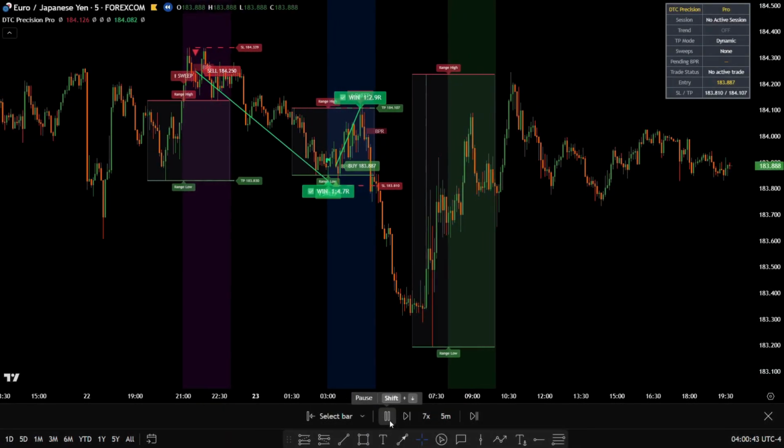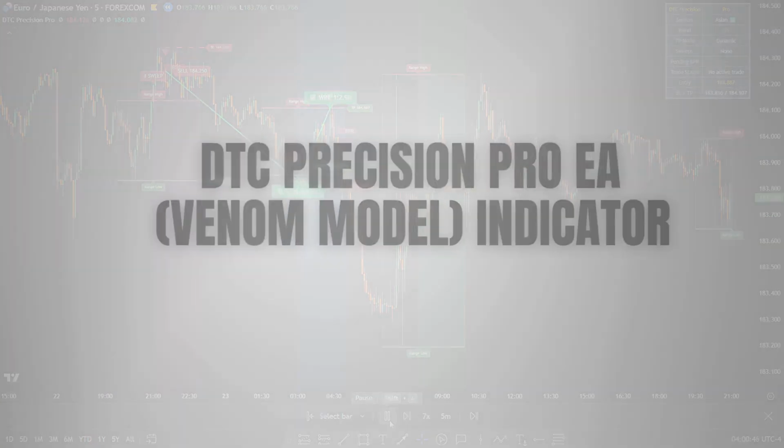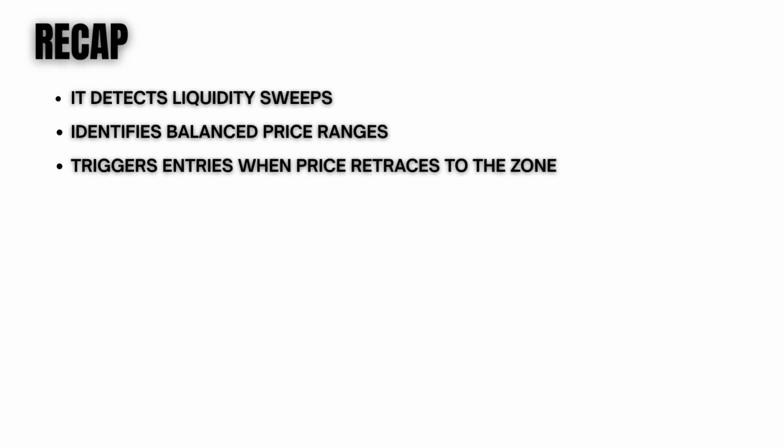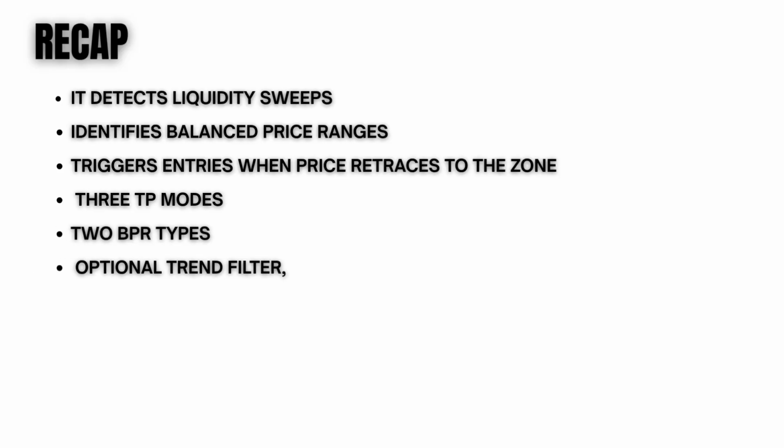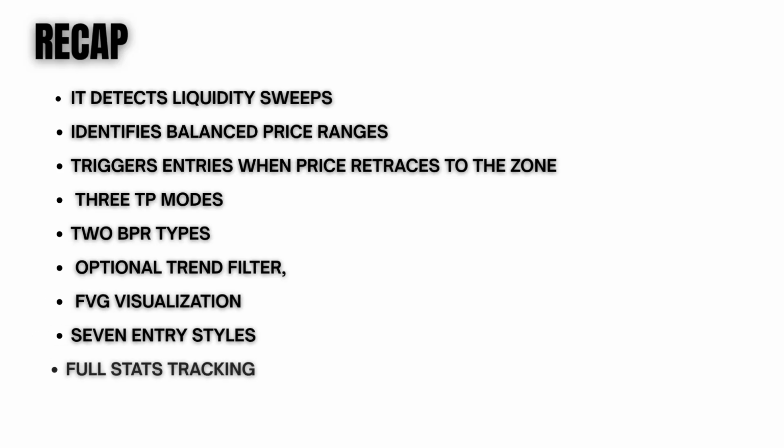That's the complete walkthrough of the Venom model indicator. To recap, it detects liquidity sweeps, identifies balanced price ranges, and triggers entries when price retraces to the zone. 3 TP modes, 2 BPR types, optional trend filter, FVG visualization, 7 entry styles, full stats tracking, and detailed alerts.